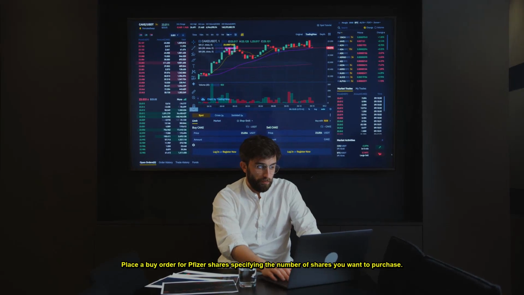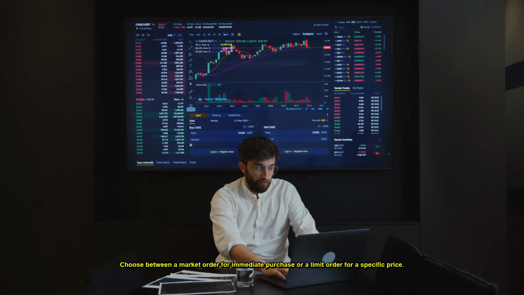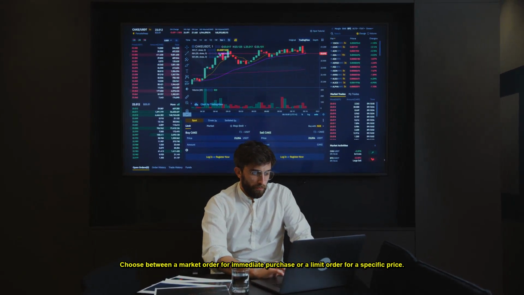Place a buy order for Pfizer shares specifying the number of shares you want to purchase. Choose between a market order for immediate purchase or a limit order for a specific price.